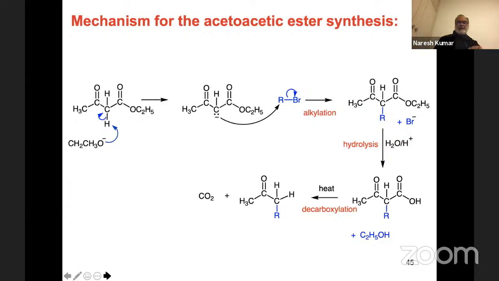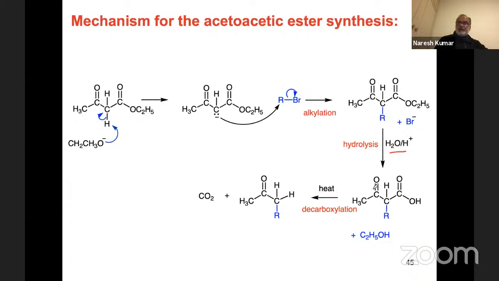The mechanism here is exactly the same as the malonic ester. The only difference is that the starting material is different. Instead of 2 esters, it has a ketone and an ester functionality. The mechanism is exactly the same. You remove this proton, you react it with alkyl halide, you put an R group here, you hydrolyze it with aqueous acid to get the mono acid in this case.